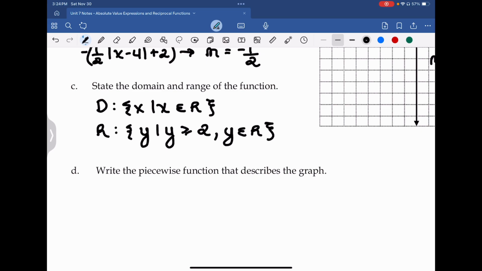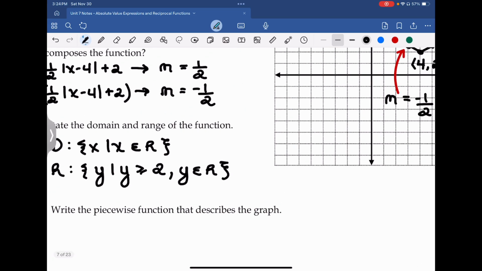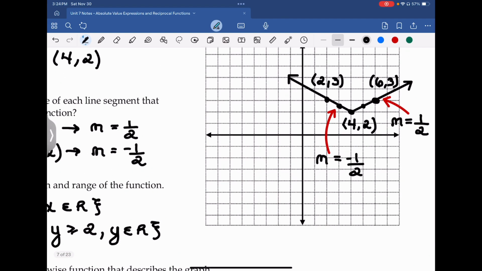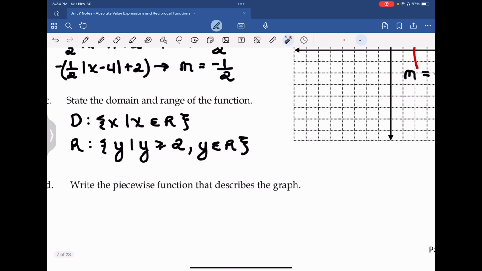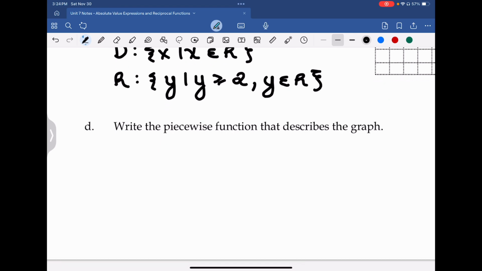Perfect. So this is the first time we're seeing our invariant point above the x-axis, and that's why we can say it is our x-intercepts, but it's not always, because we can describe invariant points as, depending on the transformations, it can be raised up a little bit. And in this situation, it would be the same right here. Okay, write a piecewise function to describe the graph.